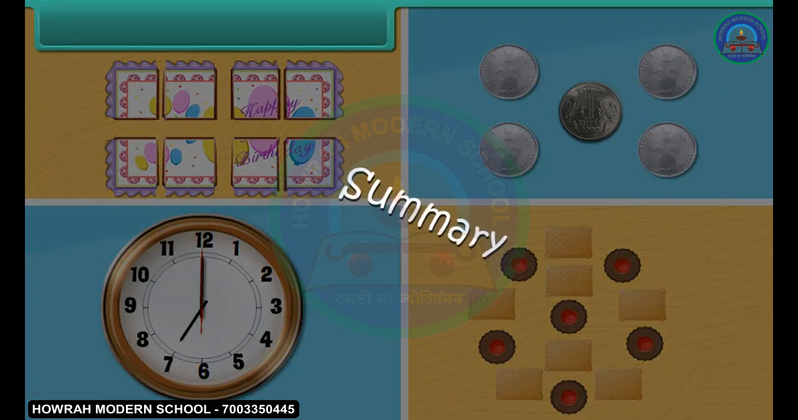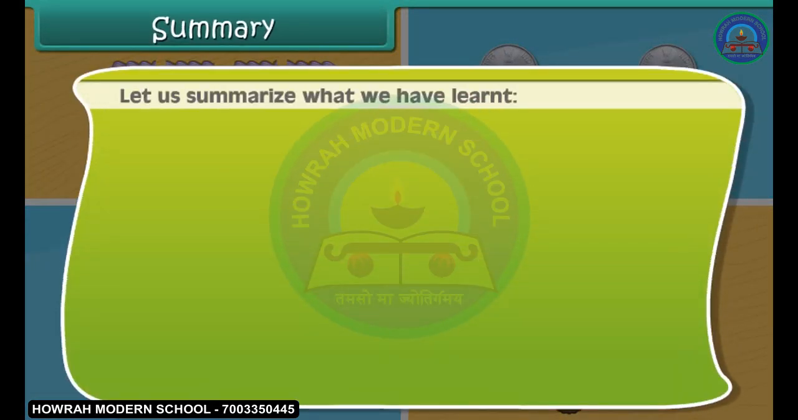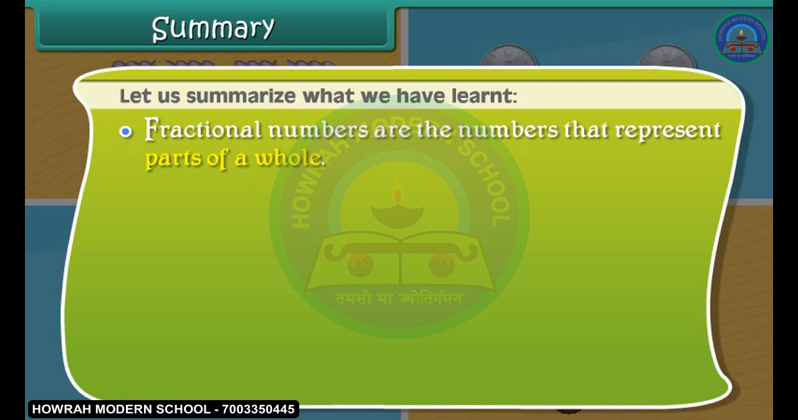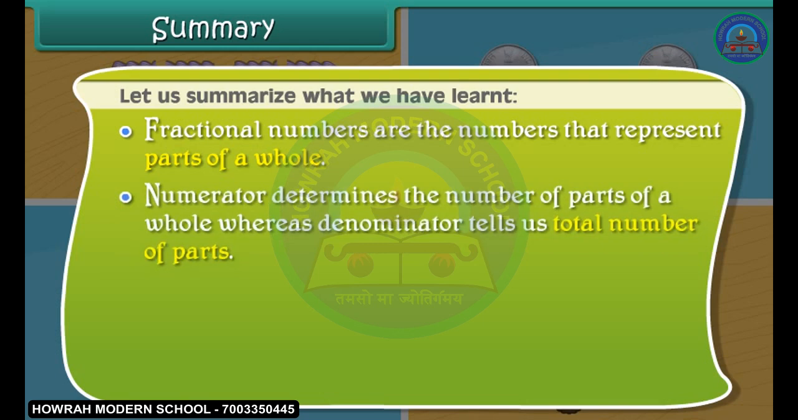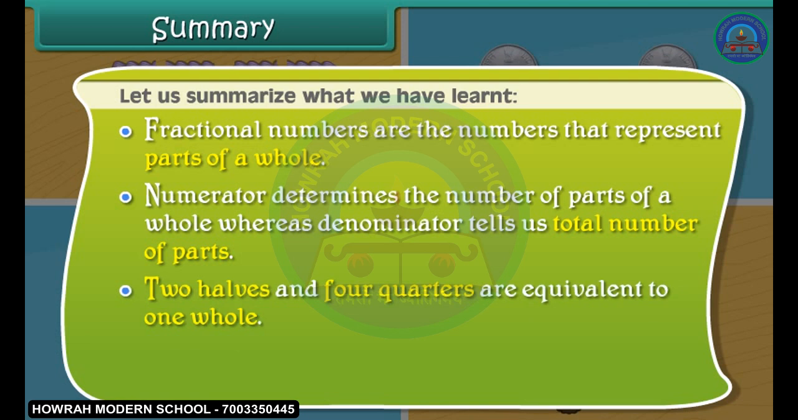Summary. Let us summarize what we have learned. Fractional numbers are the numbers that represent parts of a whole. Numerator determines the number of parts of a whole, whereas denominator tells us total number of parts. 2 halves and 4 quarters are equivalent to 1 whole.